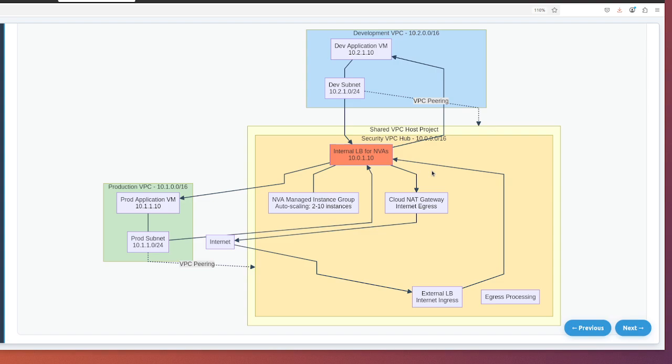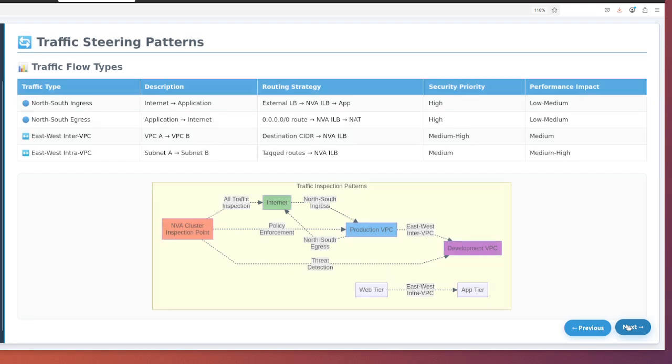From a compliance perspective, this model makes auditing much easier. You have a single point where all traffic inspection happens, making it easier to demonstrate to auditors that all required security controls are in place. Traffic steering patterns explained. Understanding different traffic patterns and how to steer them through NVAs is fundamental to designing effective security architectures. Let me break down the key patterns you'll encounter in real-world deployments.